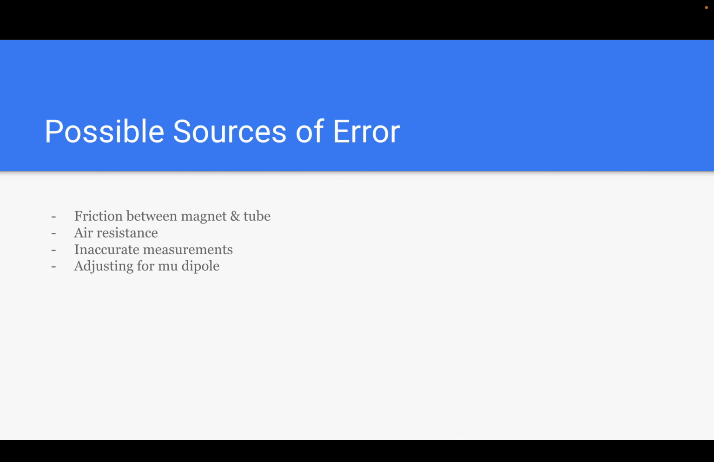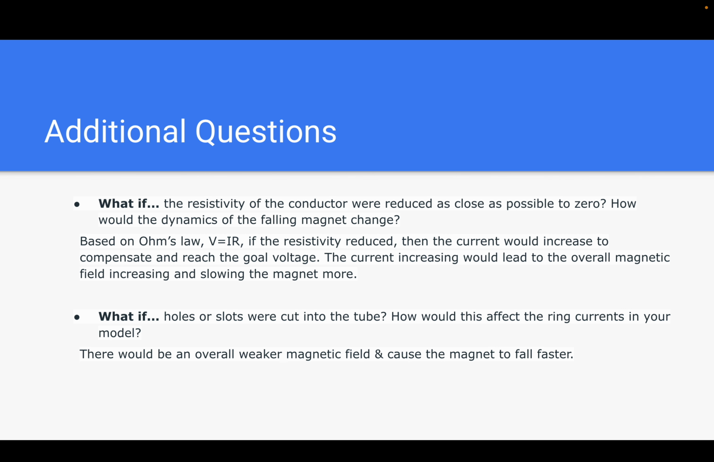Possible sources of error include friction between magnet and tube, air resistance, inaccurate measurements, and adjusting for the magnetic dipole. Based on Ohm's law, if the resistivity reduced, then the current would increase to compensate and reach goal voltage. This current increasing would lead to overall magnetic field increasing and slowing down the magnet. And if there were holes or slots into the tube, then the overall magnetic field would be weaker and would cause the magnet to fall faster.